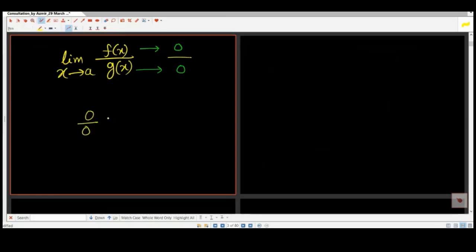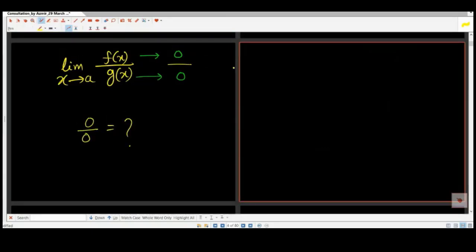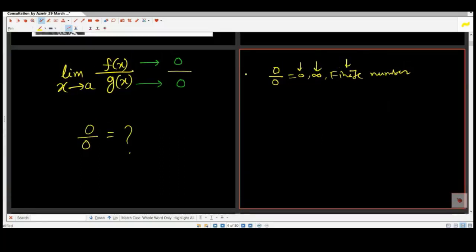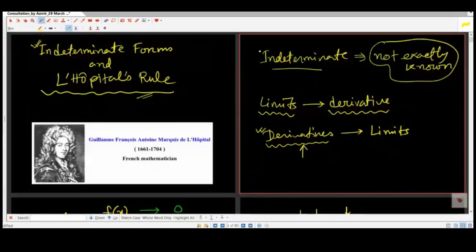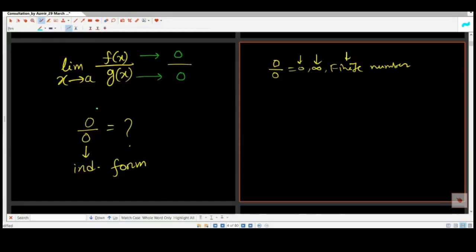So what is the value of 0 over 0? We can think that 0 over 0 can be 0, can be infinity, can be a finite number. That means we are not sure which one is the result. So that's why 0 over 0 is called an indeterminate form. That's why the word indeterminate means something which is not exactly known. So why is 0 over 0 an indeterminate form? We can answer in three different ways.